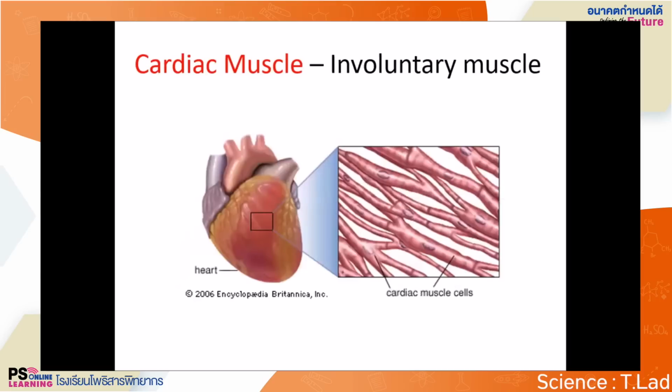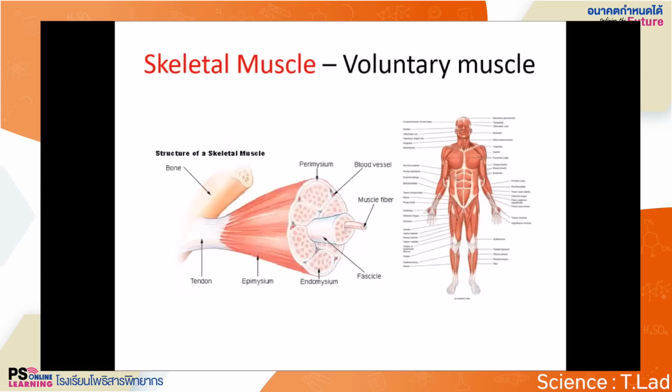So again, there are three types of muscles. The first type is called skeletal muscle, and the action is voluntary, meaning we can control the action of this muscle, like writing. You can write if you want to write. And if you are tired of writing, you can stop. So the action of this muscle can be controlled by our conscious mind.